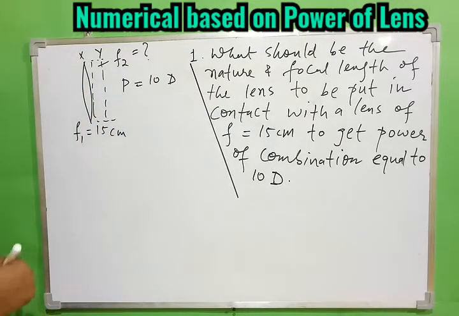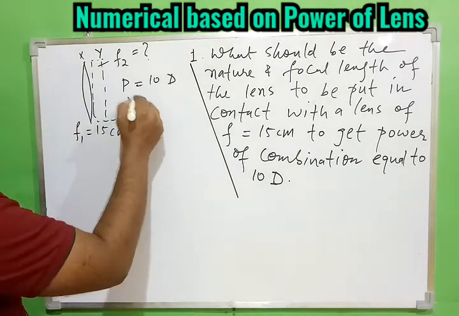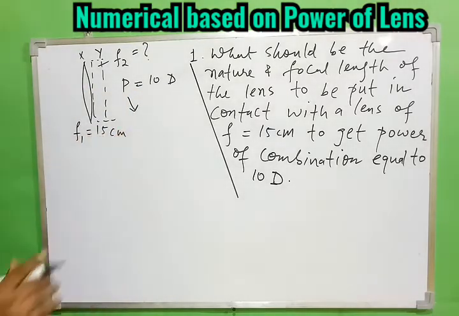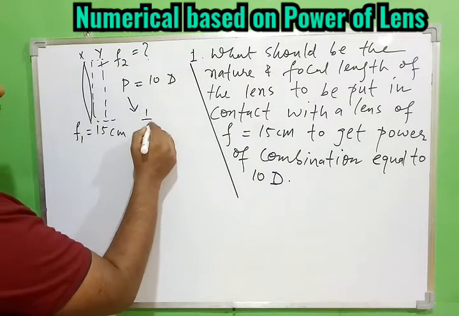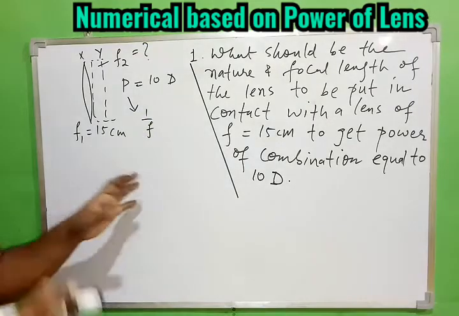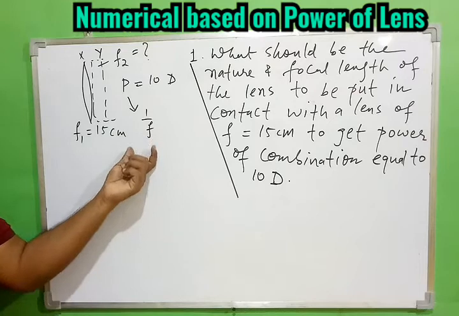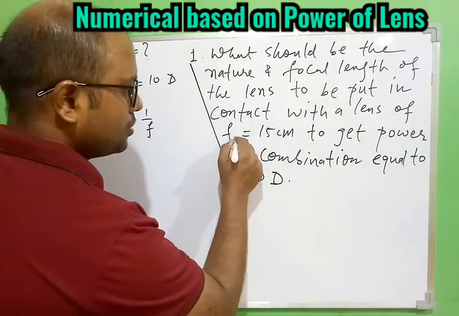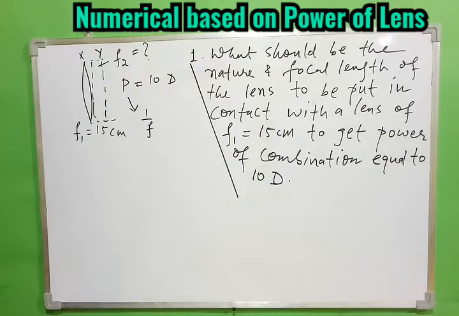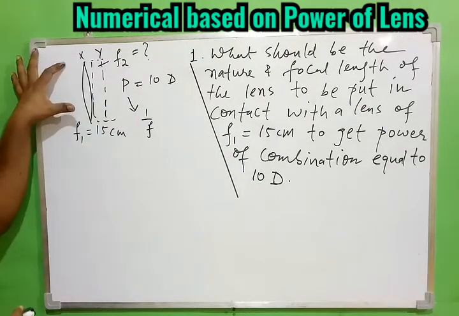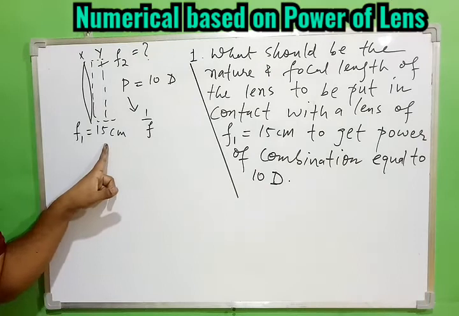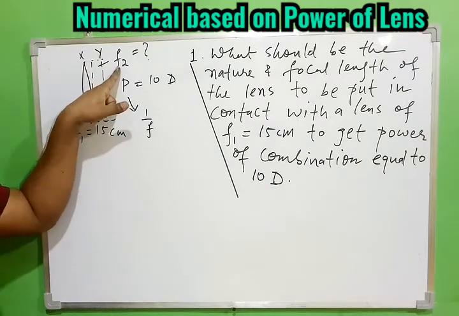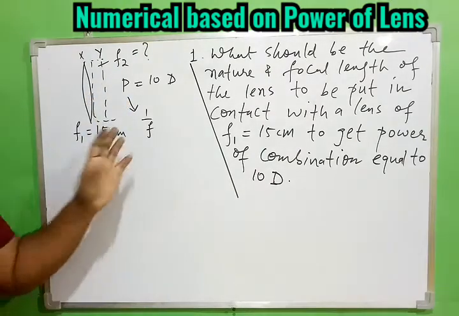So very first, one thing we know, a power is given overall, that is 10 diopter. So P will be equal to 1 upon F according to the formula, and this F will be the focal length of the combined lens. So better to overcome the confusion, write down this as F1. F1 is the lens which is given to us with 15 centimeter focal length. Second lens will have a focal length F2 that we don't know, we have to find out.